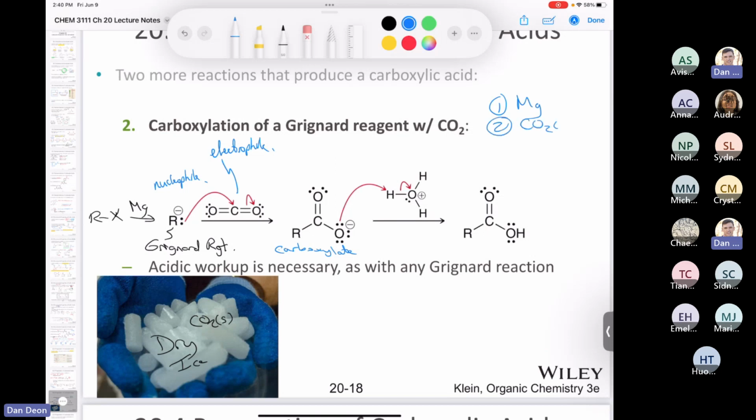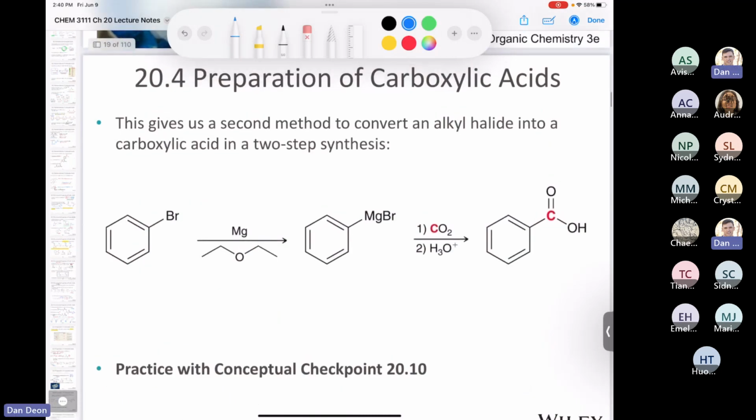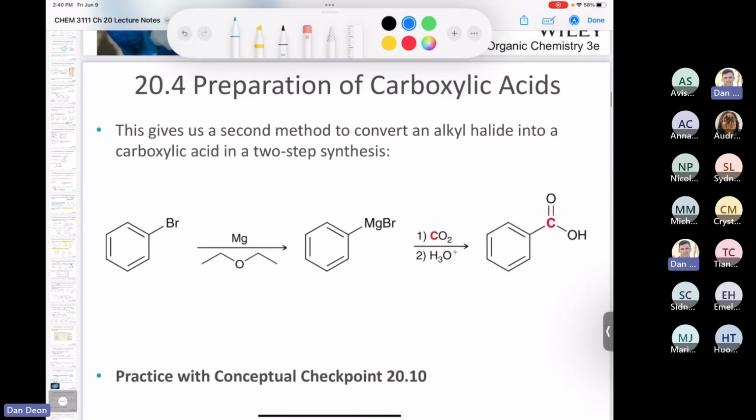Step 2, hit it with carbon dioxide. It doesn't matter if it's in the solid phase; it could be the gas. And then number 3 is treat it with H3O+, and that's a way to make a carboxylic acid using Grignard chemistry. So now we've got a new method to convert an alkyl halide into a carboxylic acid.